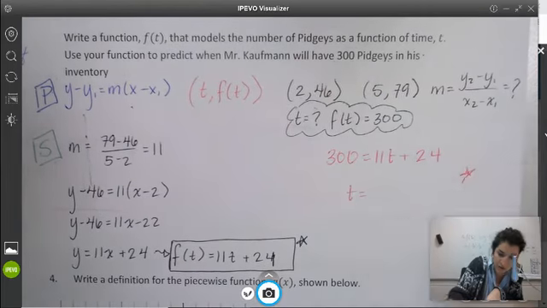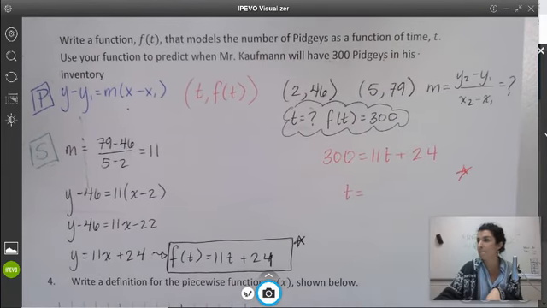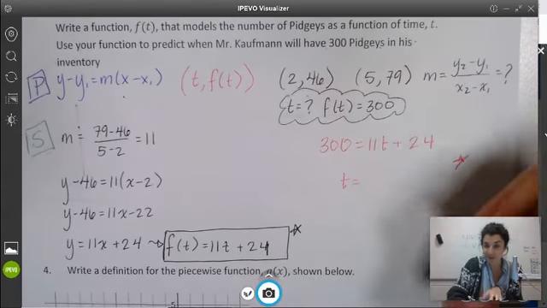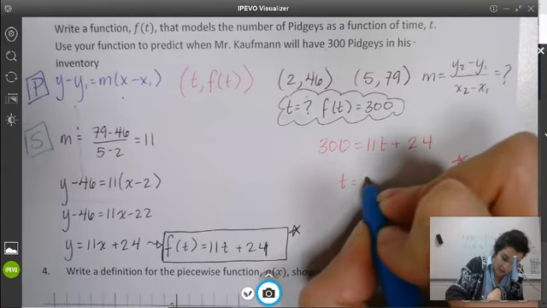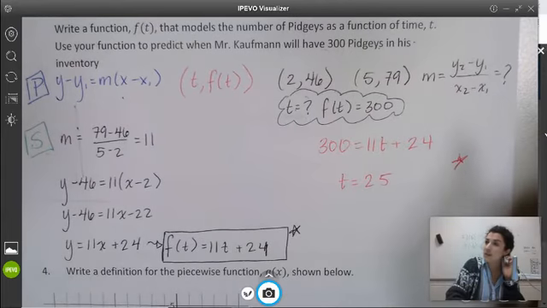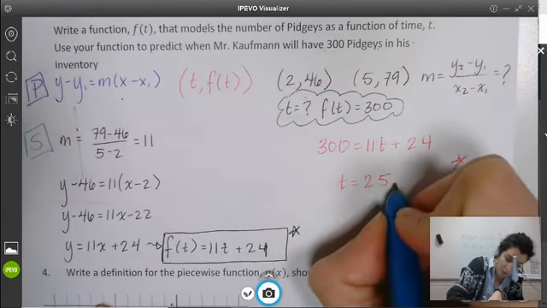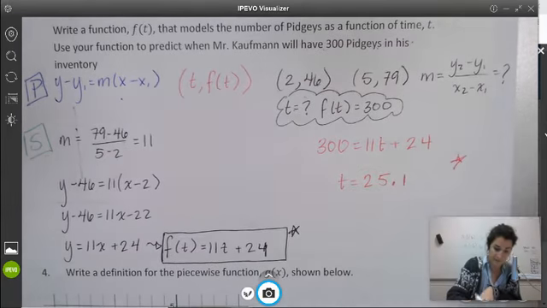Go ahead and solve for t on your own. Solving for t to three significant figures is 25 point, and you got 0.090909, so that should be 25.1.